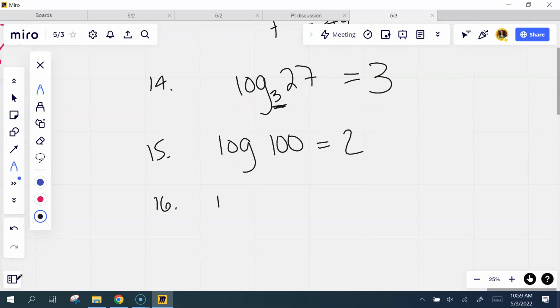How about 16? Because anytime this number is 1, it's going to equal 0 for us. Because the only way to get 1 when you're raising to an exponent is if that exponent is 0.